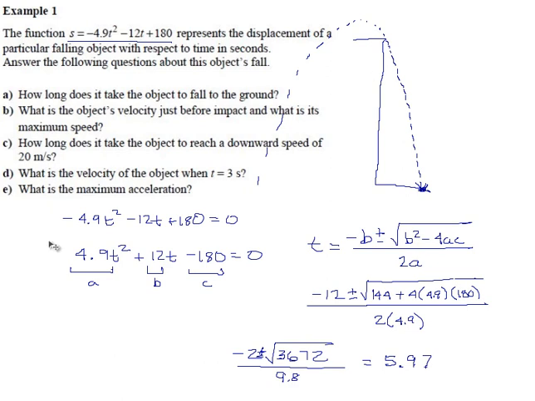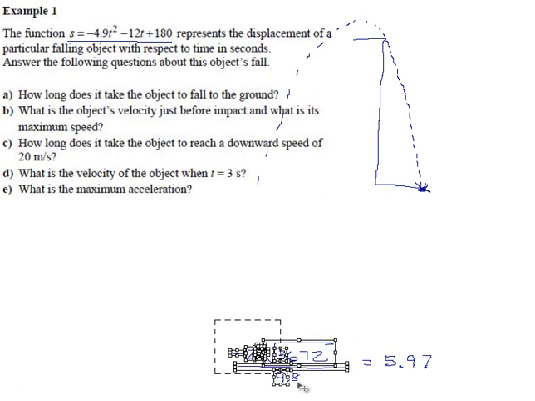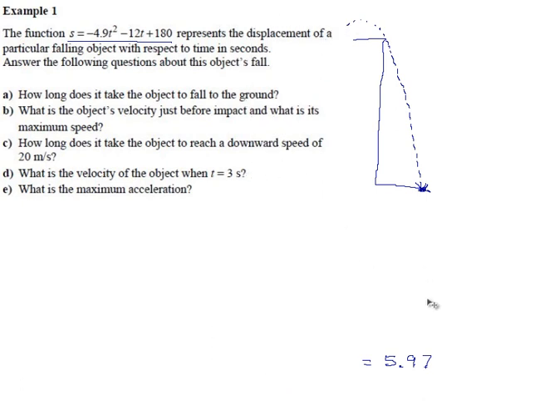Okay. That wasn't calculus. That's just general mathematical know-how and reminding you that the quadratic formula exists. Now we get to the good stuff. What is the object's velocity just before impact? Well, one of the reasons we care about derivatives, and that physicists get very good at derivatives, is that if you know something's position, 4.9t squared minus 12t plus 180, the derivative of your position means how fast is your position changing. And how fast is your position changing is exactly what velocity means.